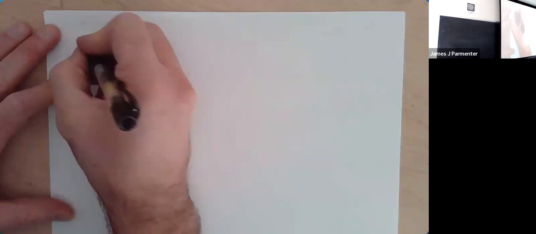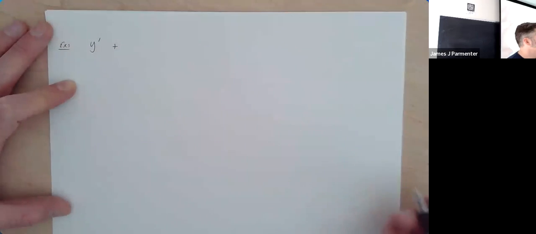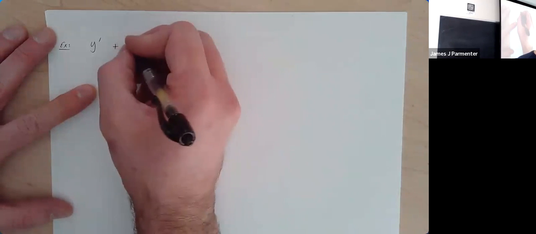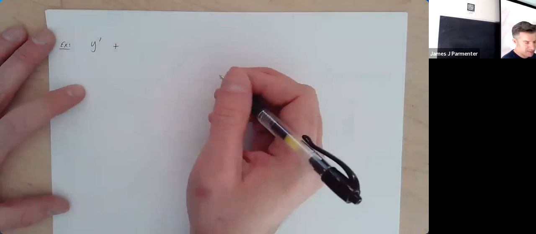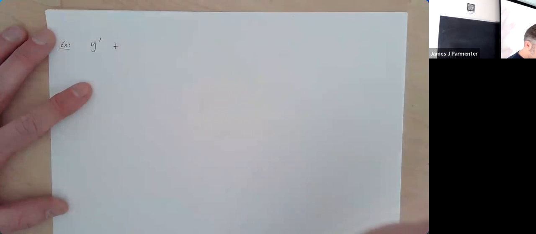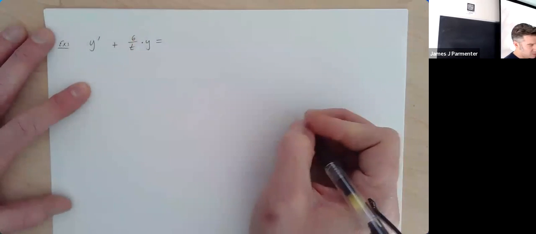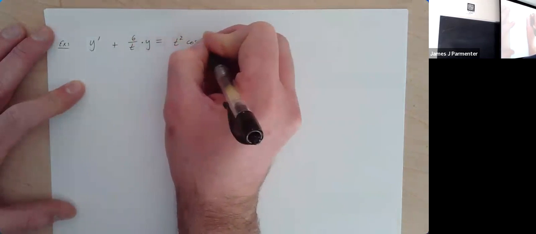Sorry, I'm trying to think about how to do this. It doesn't need to be perfect. So let's just say we have y prime plus, sorry, I'm making stuff up here. Let's just make it real easy. Making things easy is not my forte. Let's see, e to the natural log of t. Okay, that'll be a t. Let's say we had a 6 over t times y equal to t squared cosine of t, just to make life tough.